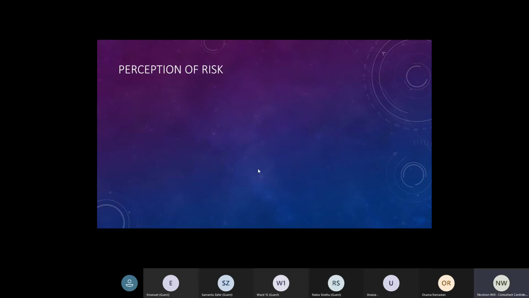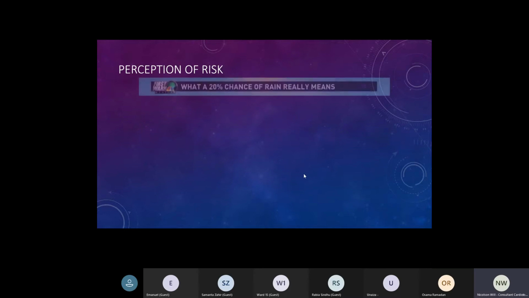So what is a patient's perception of risk? What is your perception of risk? So if I put up a statement, there's a 20% chance of rain. What does that mean to you? We're always complaining about the weather forecast, aren't we? If it says 20% chance of rain, what does that mean to you? Does that mean you can go without your coat to work?